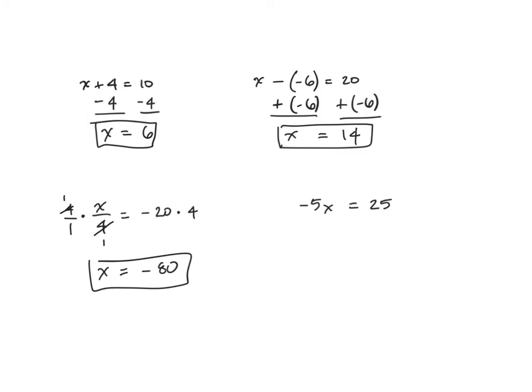And this last one, I'm multiplying x by negative 5. To undo that, I will divide by negative 5. Divide the left side by negative 5. I have to divide the right side by negative 5 to keep it in balance. That is a horrible looking 5, so I will rewrite that. And I got x equals negative 5.